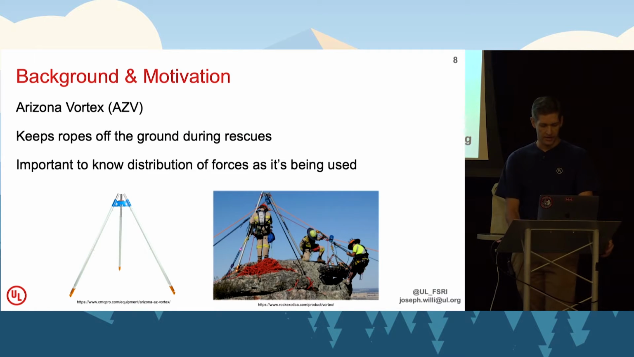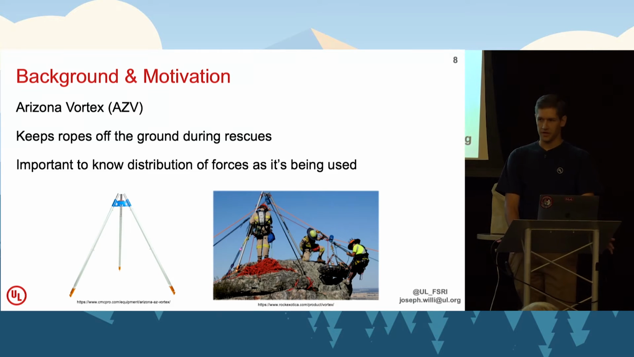So anyway, Keith, my coworker, was telling me about this guy named Kelly, and he had this tool he's been looking at known as the Arizona Vortex, or AZV for short. It's basically this tripod-looking thing here, and it's designed to keep ropes off the ground to protect them when workers are performing rescue operations. Essentially, they mount pulleys to the top here and then run ropes through and put them in tension and then perform whatever rescue operations they're working on.